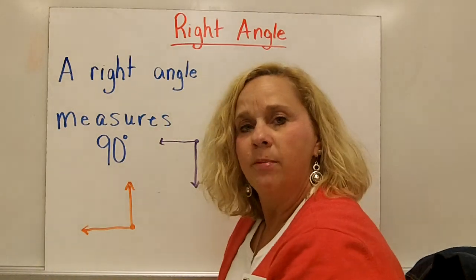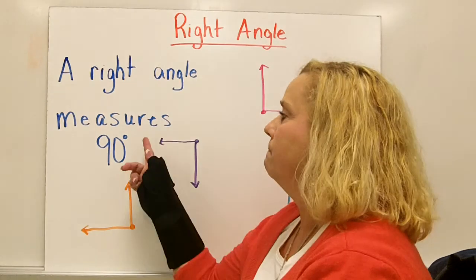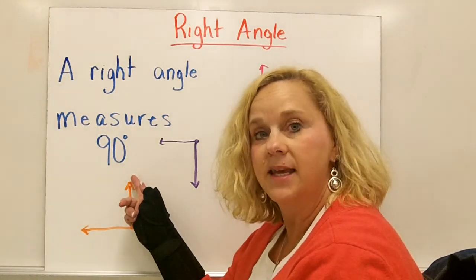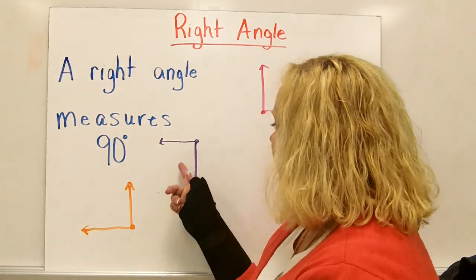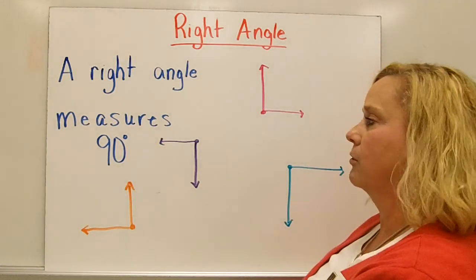Alright, you're probably familiar with a right angle. A right angle is an angle that measures exactly 90 degrees. And if you notice here, I have 4 different right angles drawn.